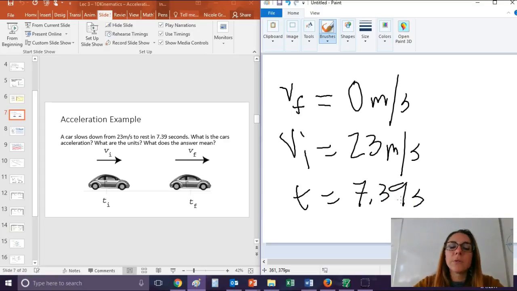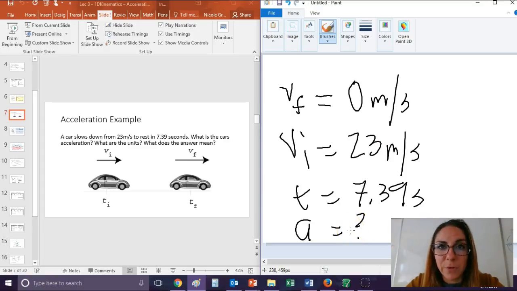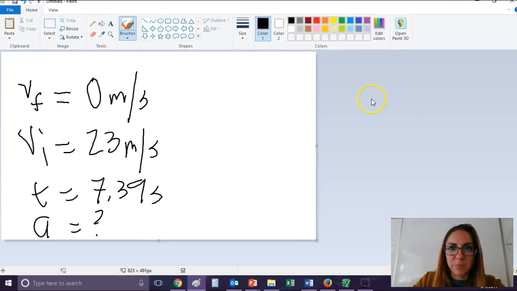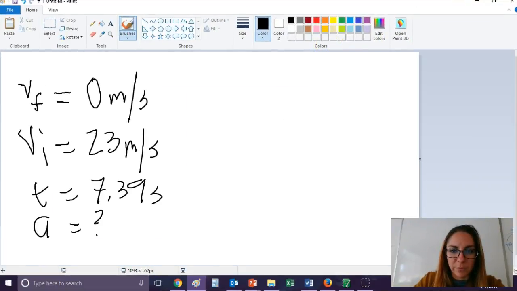So notice that what I did is I took information out of the problem and assigned each a variable, and I listed it vertically. Because I find when I solve problems and have the list vertically, it's a lot easier to pick the equation that we need to solve the problem. So I'm going to expand this out so it's nice and big, because we have the bulk of the problem, right?